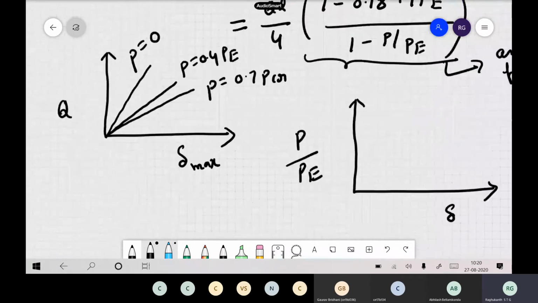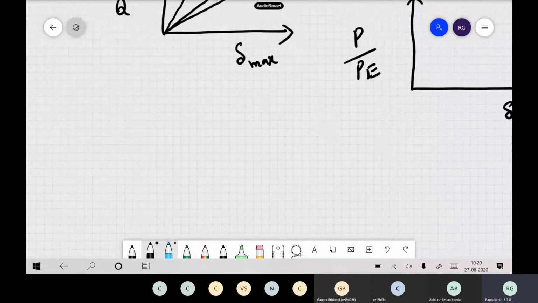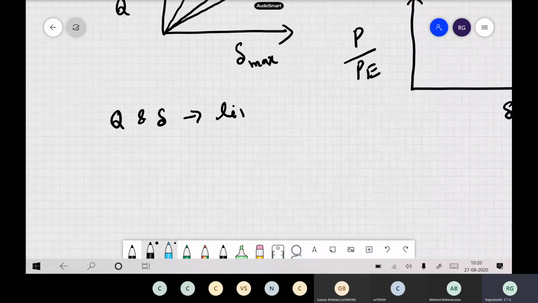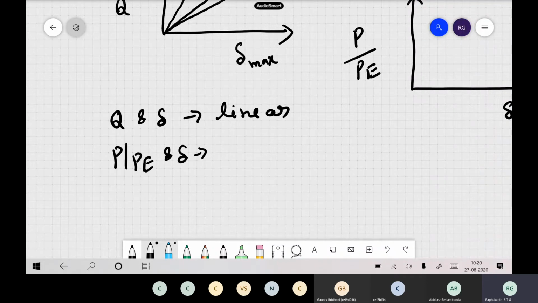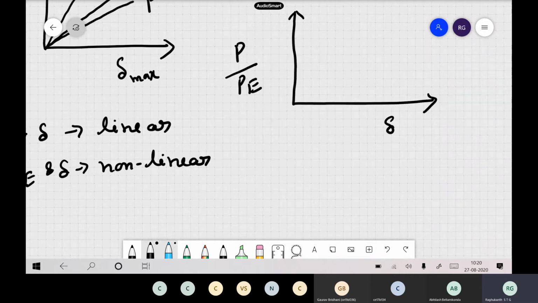So the relationship between Q and delta is linear, you can see. The lateral load and delta are linear, but P by P_E, the non-dimensional quantity, versus delta is a non-linear curve. And then, for the time being, if you take Q as proportional to P.